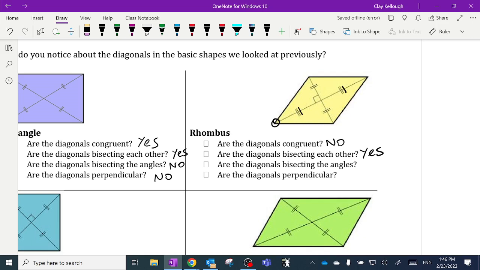Are the diagonals bisecting the angles? Oh, what do you think? Last time it was no. What do you think this time? This time it's yes. And I can actually convince you of that maybe a different way. Hey, this is a rhombus. What do I know about the sides? Tick, tick. What do I know about the sides of a rhombus? Here, let me put them in blue here. What do I know about that line and that line?